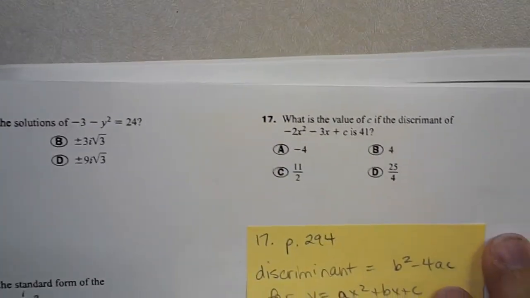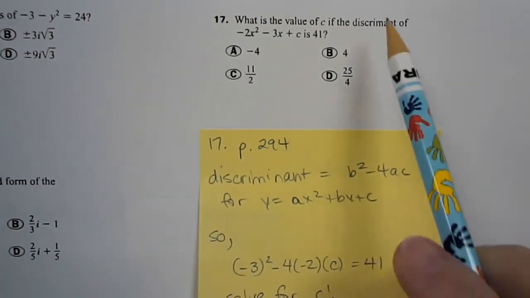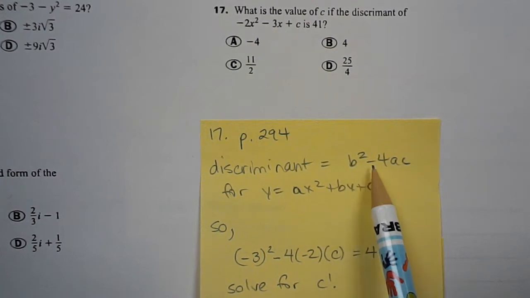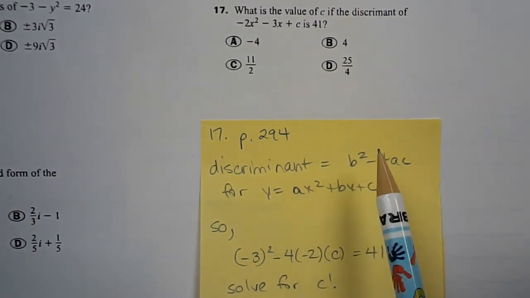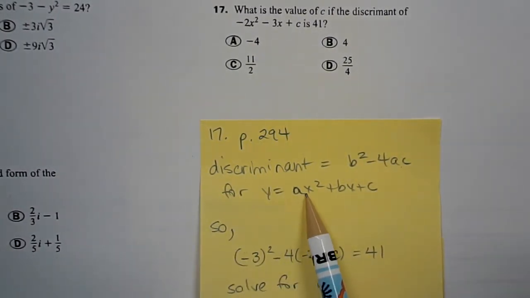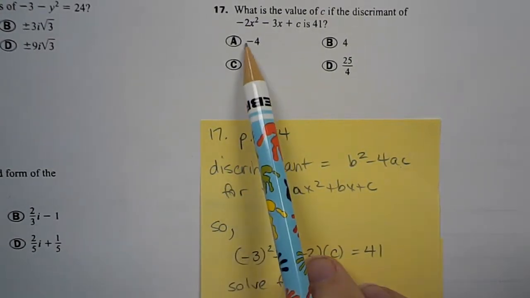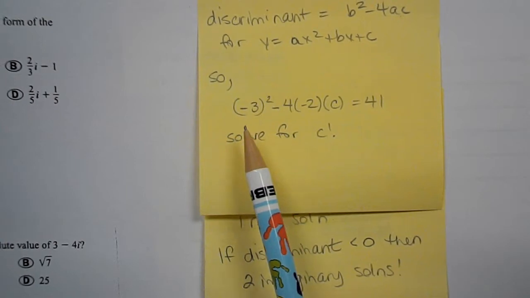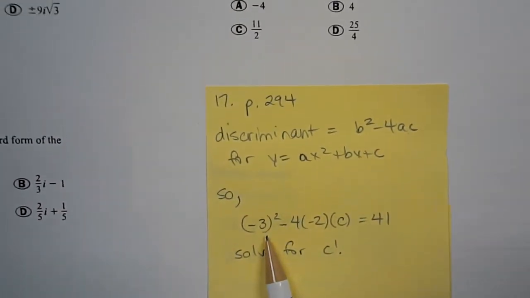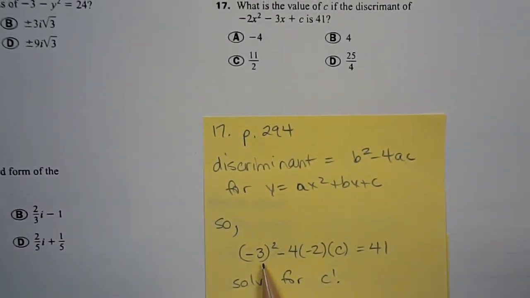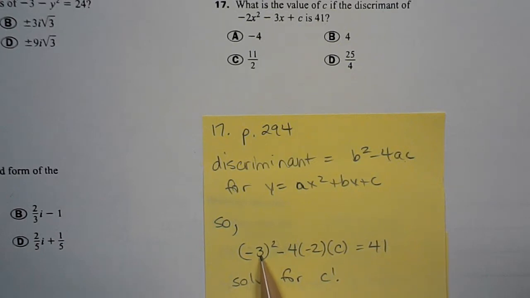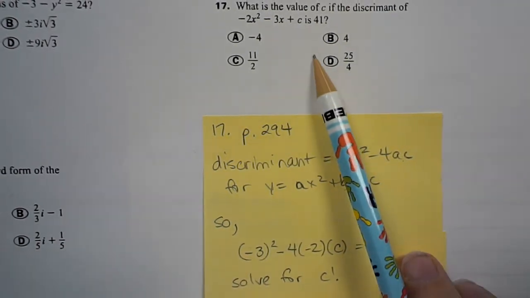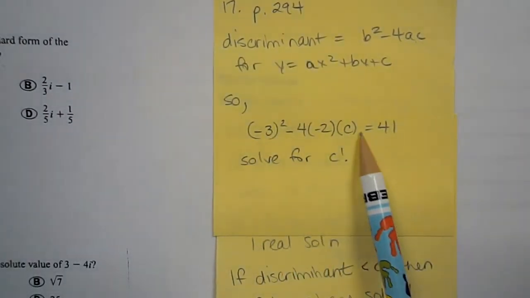Okay, let's look at number 17. What's the value of the discriminant? The discriminant is b squared minus 4ac. Bottom line, you have to know that. So it has to be in this form. So we have an a, b, and a c, and we know that it's 41. So for example, if you put your b squared, so here's your b squared, negative 3 squared minus 4 times a times c is equal to 41 because they gave you the value. So you just simply solve for c.